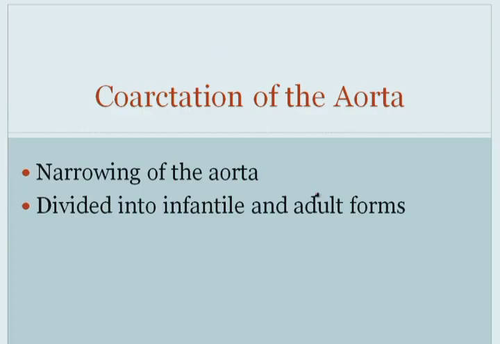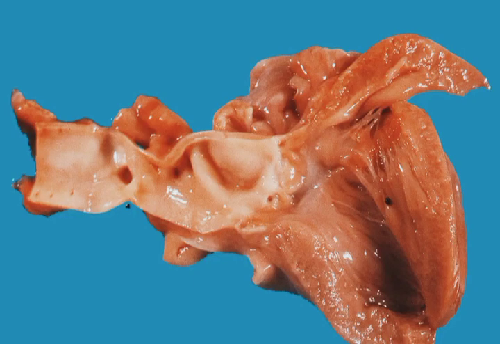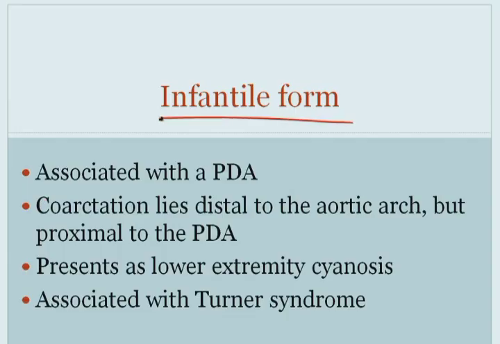Coarctation of the aorta is when you have narrowing of the aorta, and it's divided into two forms, infantile and adult forms. Here's a picture of coarctation, and you can see here's the normal aorta coming off the heart, and all of a sudden there's this narrowing of the aorta, and that's called a coarctation. Now in the infantile form, it's associated with the PDA, and the coarctation occurs just distal to the aortic arch, but proximal to the PDA.